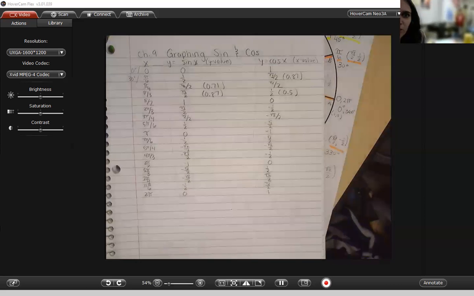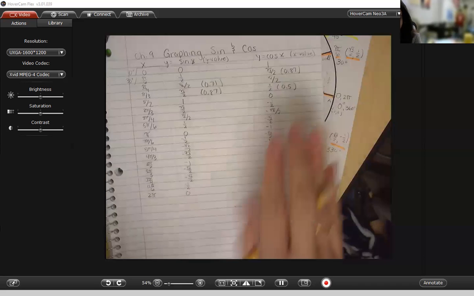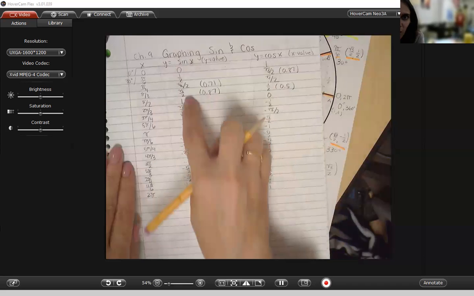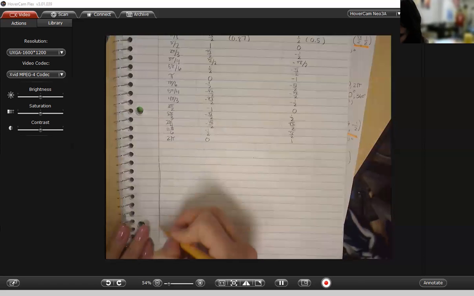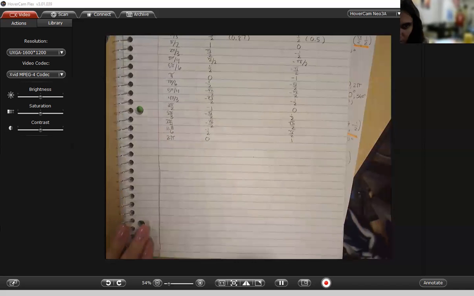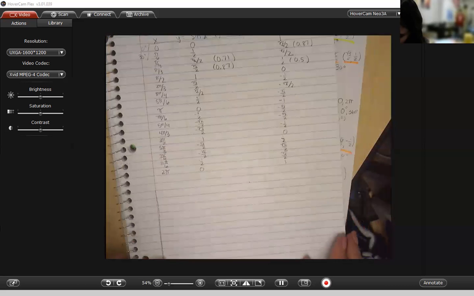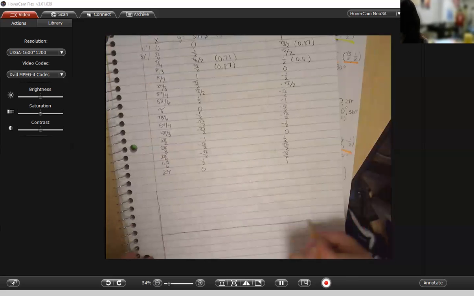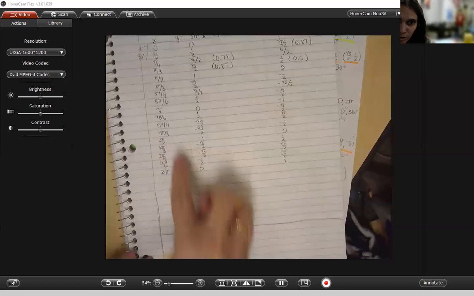So I now have two t charts. I have an x and y to graph. If this is x, this is going to be the sine of x. Or I could say if this is x, this is the cosine of x. So let's go ahead and graph these. I'm going to label this down here. Let's see, what points am I going to have on the x-axis? Well, I went from 0 to 2 pi, and I'm going to label each of these points in between.